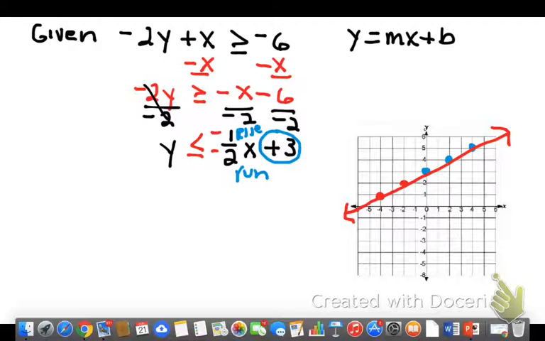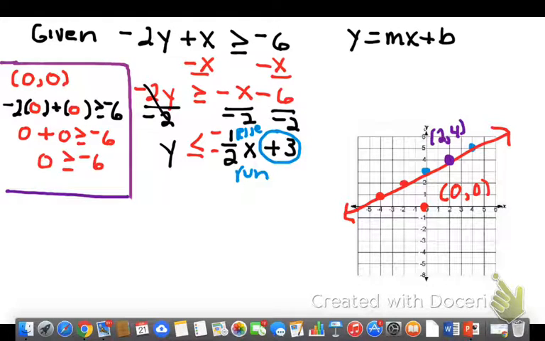The next step is to decide where we shade. So remember, we can use our test point of (0, 0). We'll sub in our (0, 0) and see if it's a solution, and if it's not, we shade above. If it is, we shade below.